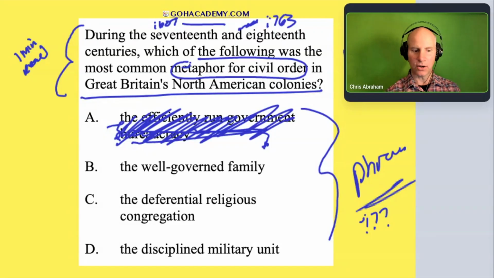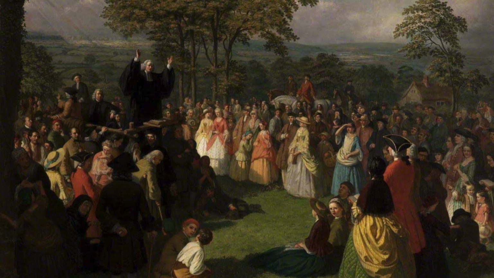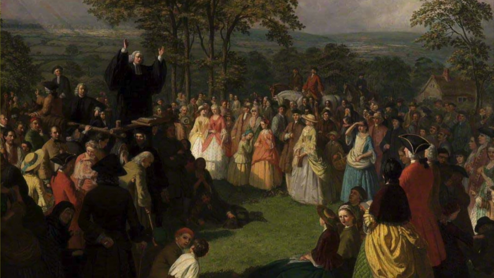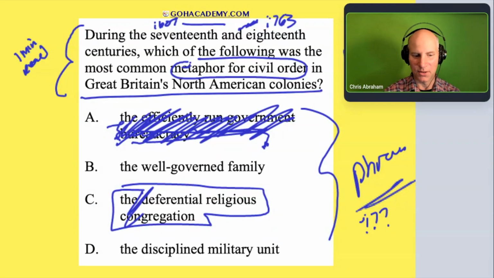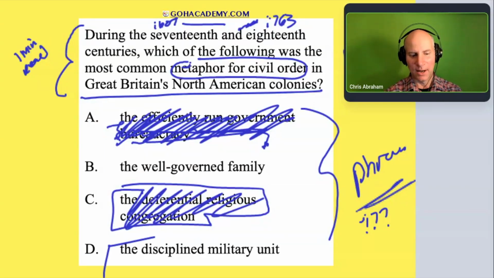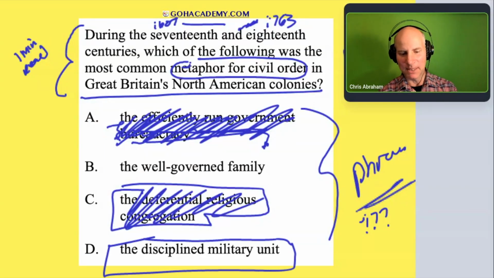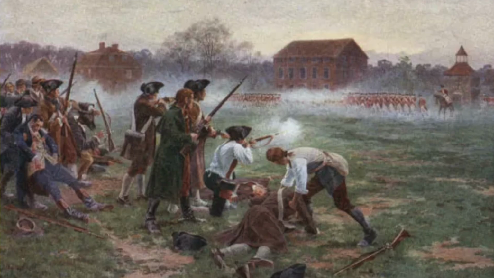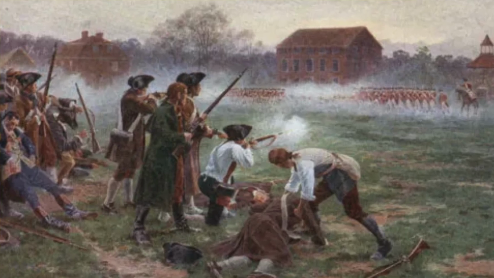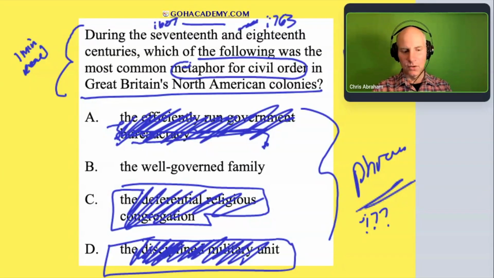How about this one right here? C, the deferential religious congregation. Okay, no, right? That's probably not how the metaphor was used to describe the 13 colonies, right? Were they described as the disciplined military unit? Far from it, right? If you think about the American Revolution and the fighting there, absolutely not, right? Okay, so what do we have?